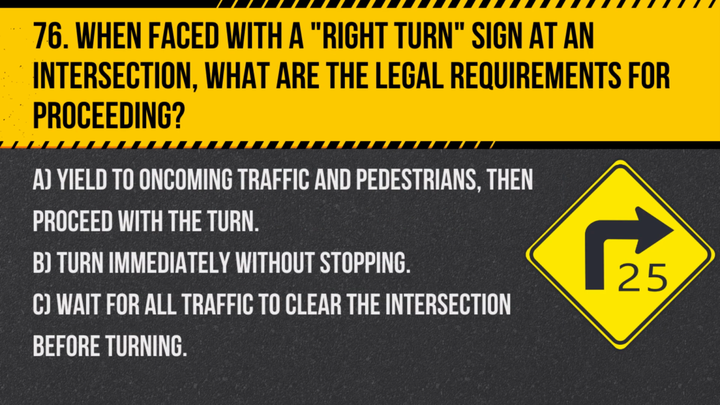Question 76. When faced with a right turn sign at an intersection, what are the legal requirements for proceeding? A. Yield to oncoming traffic and pedestrians, then proceed with the turn. B. Turn immediately without stopping. C. Wait for all traffic to clear the intersection before turning.